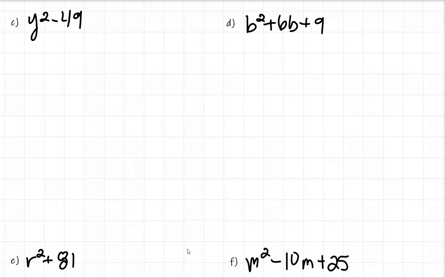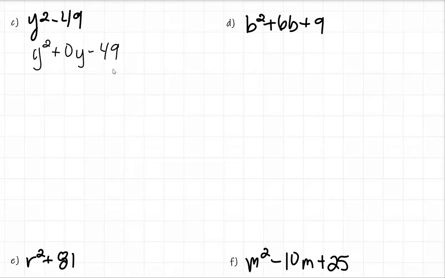So y squared minus 49. Now notice that there's no middle term. Normally you would have a y squared, which we do, a y, and that's what's missing here, and then a constant for the standard form. So we have our y squared term and our constant term, we're just missing the y. So let's rewrite it how we're used to. I can say y squared plus 0y, because 0y is 0, which is nothing, minus 49.